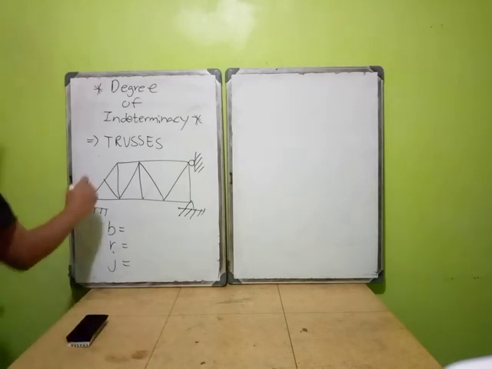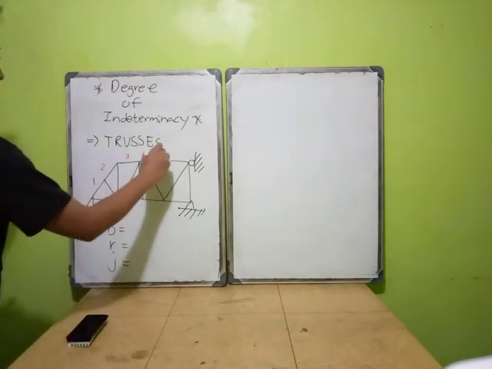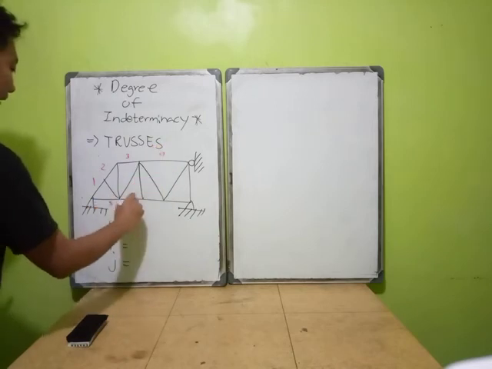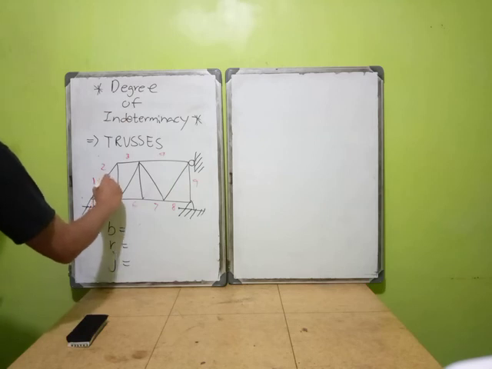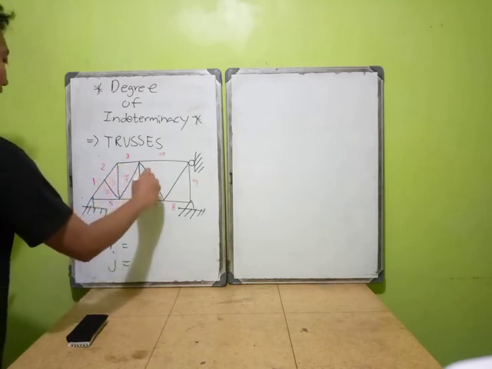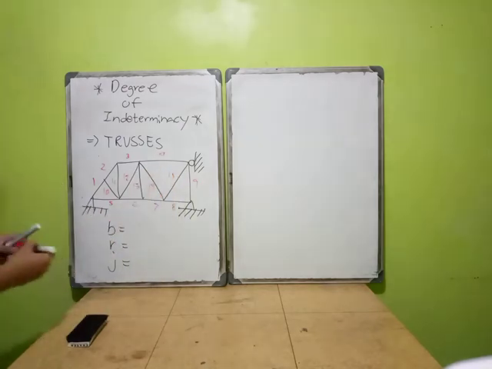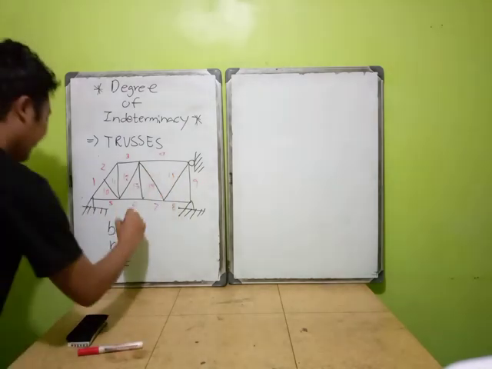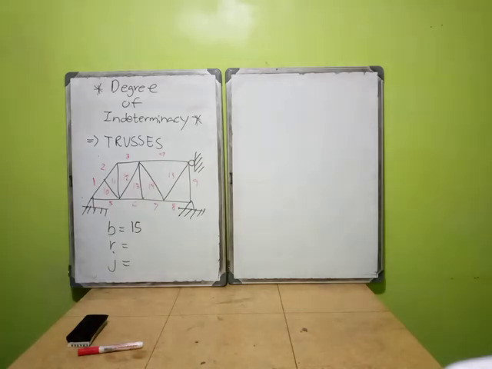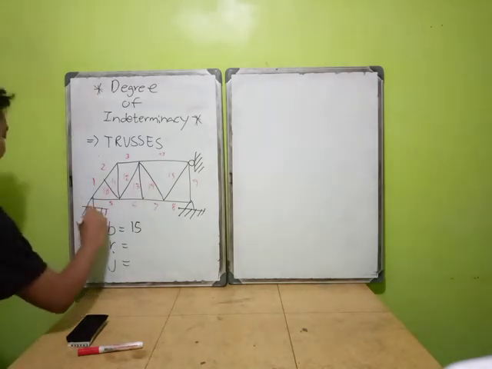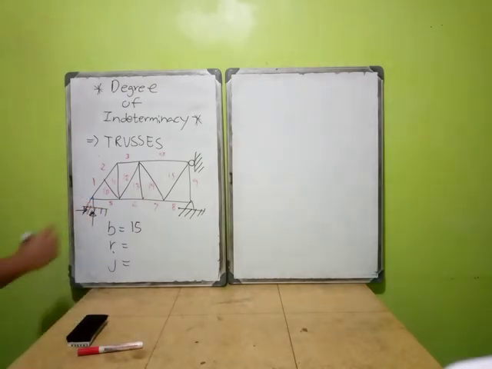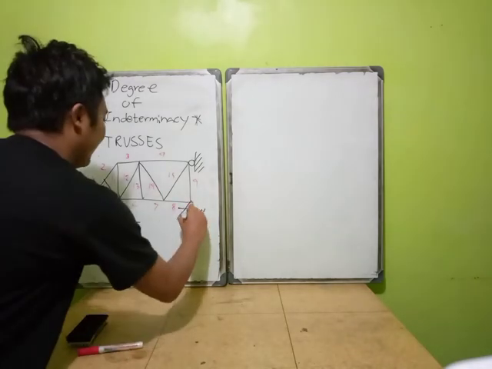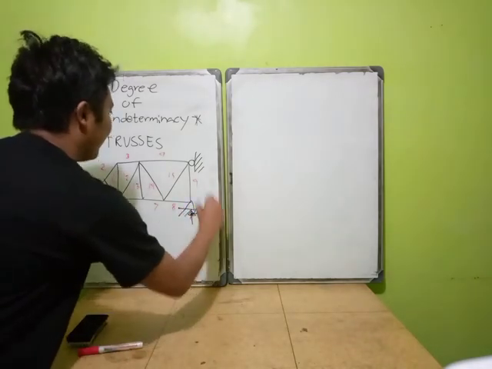Ilan? So, bilangin natin. 1, 2, 3, 4, 5, 6, 7, 8, 9, 10, 11, 12, 13, 14, 15. So, yung B natin, number of members is 15. Yung R naman, ilan ba yung reactions dito? Dito, pin. 2. Okay. Pwede mo nang hindi pangalanan. Kanina, pinangalanan ko AY, BY. Ito, pwede na. Basta mabilang mo lang kung ilan yung reactions. Okay? That's the important thing.